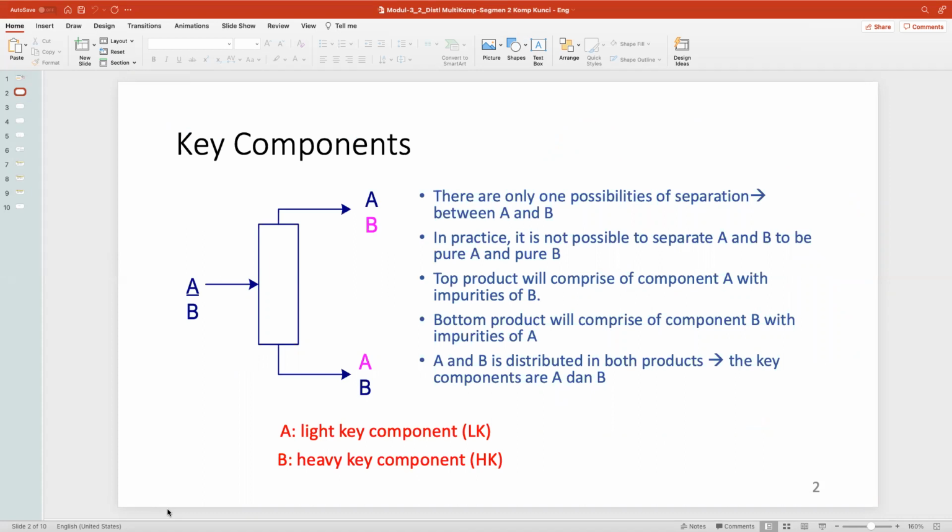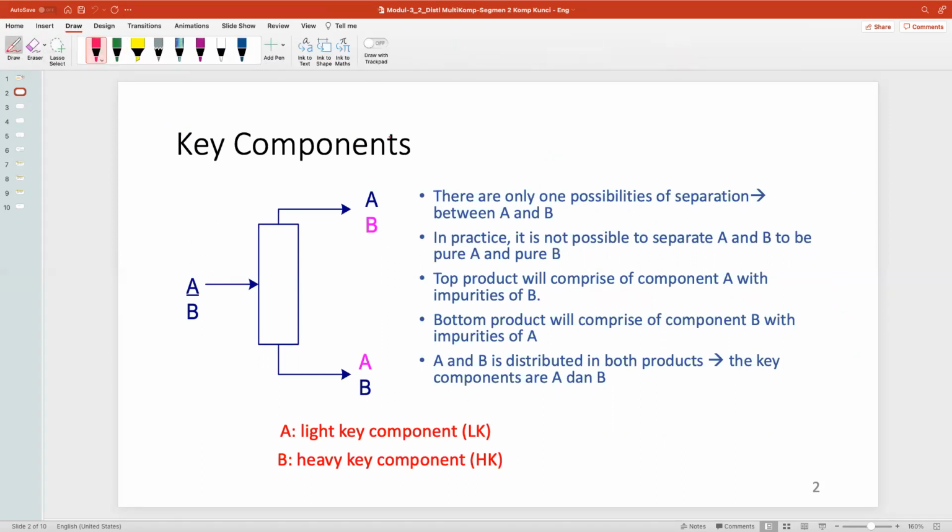It actually also happens in binary distillation. If it is only binary distillation, there's one possibility of separation between A and B, and the separation is around here. Of course, in practice, it's not possible to separate A and B into pure A and pure B. So the top product would comprise component A with a little impurity of B, and component B will also have impurities of A.